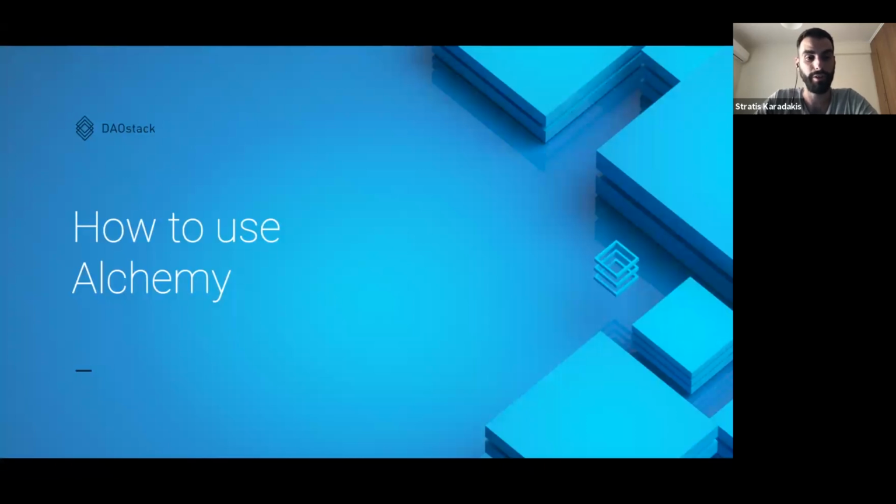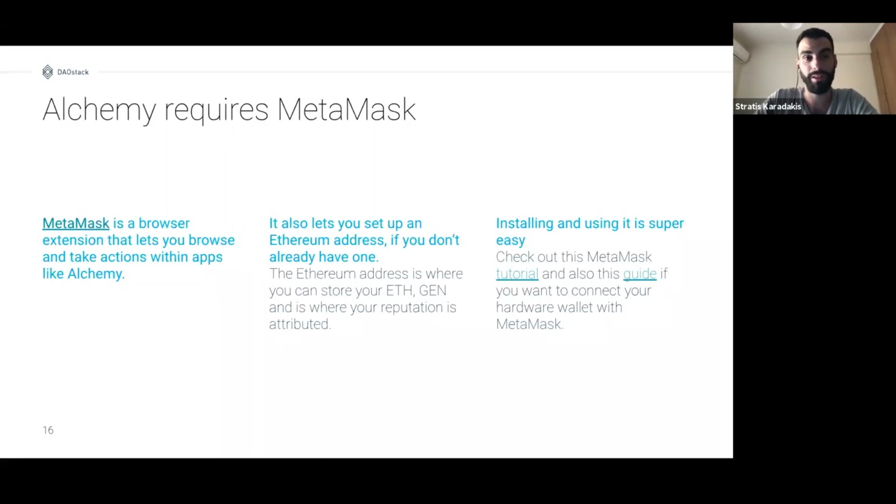Now, having covered the basics, let's move on to how to use Alchemy. The number one tool you need to use Alchemy right now is Metamask. If you're not familiar, Metamask is a browser extension that lets you browse and take actions within apps like Alchemy. It also lets you set up an Ethereum address if you don't already have one. It's where you can store your ETH and your GEN, and is where your reputation is attributed. So it's important to have complete ownership of your Ethereum address and never lose it.